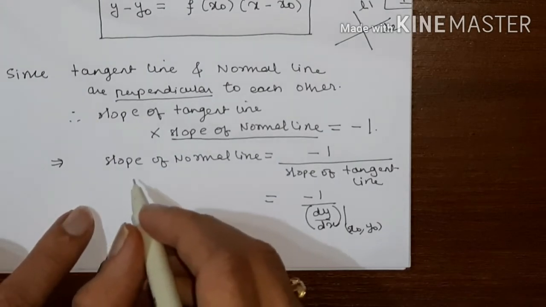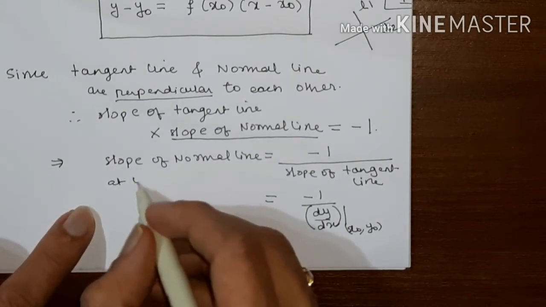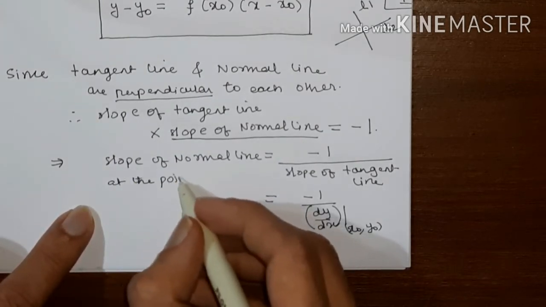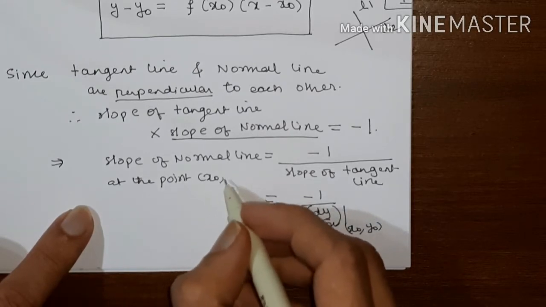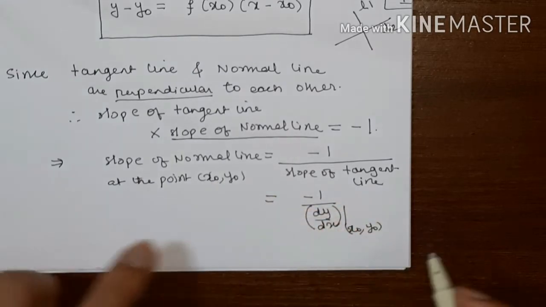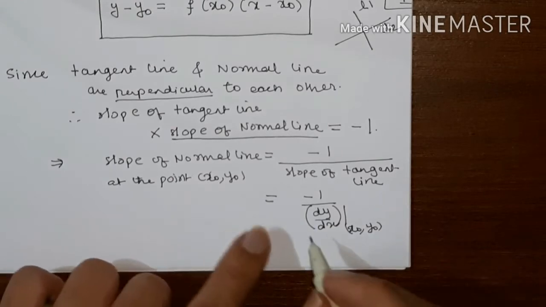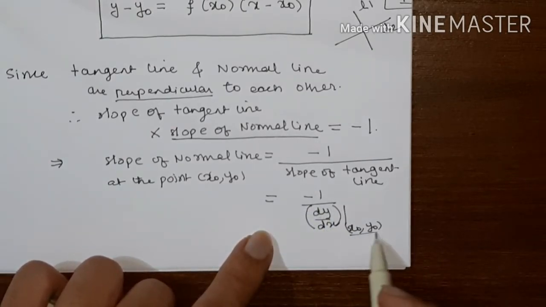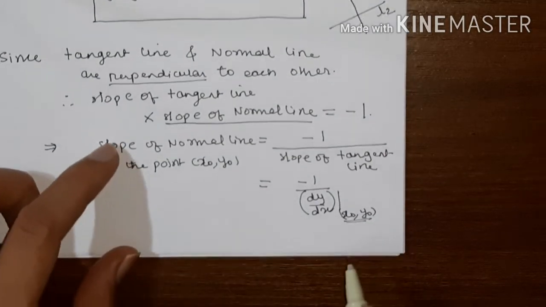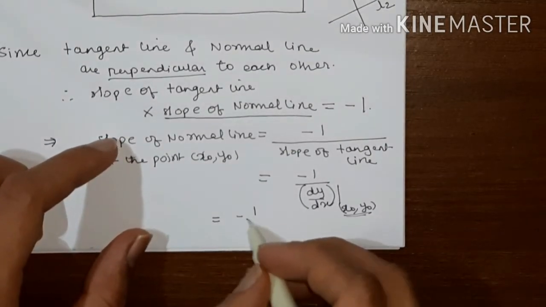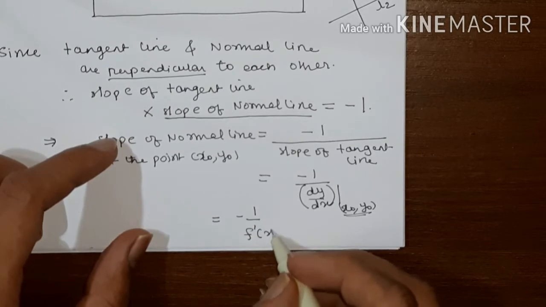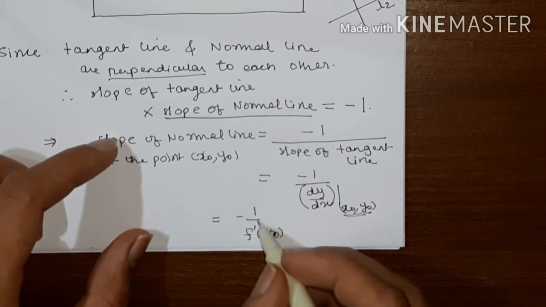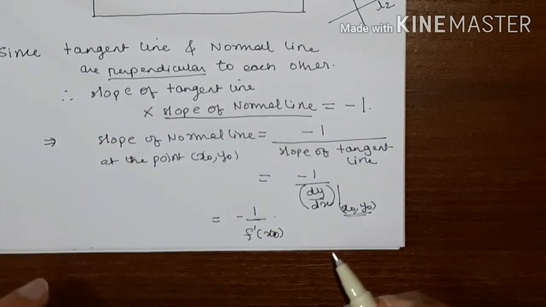This is important. The slope of the normal line at the point (x naught, y naught) is -1 divided by dy/dx at the point (x naught, y naught). Also, we can write this simply as -1 by f prime of x naught.